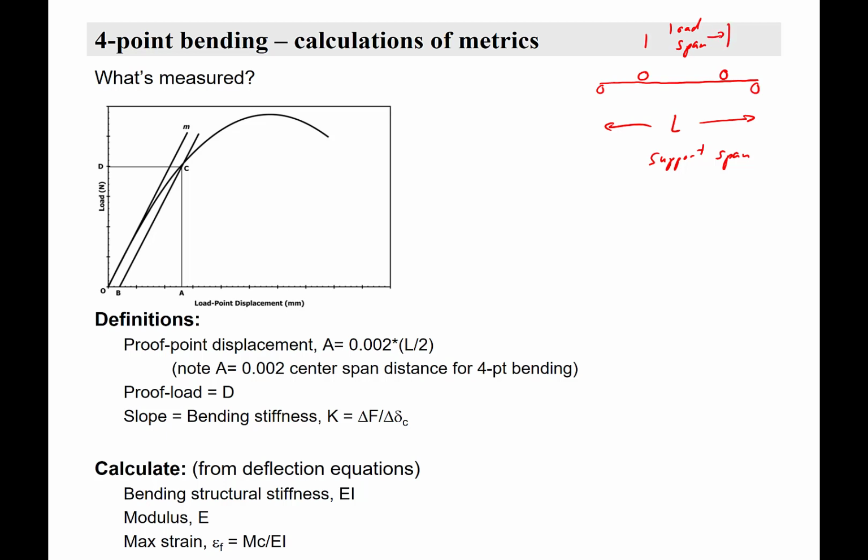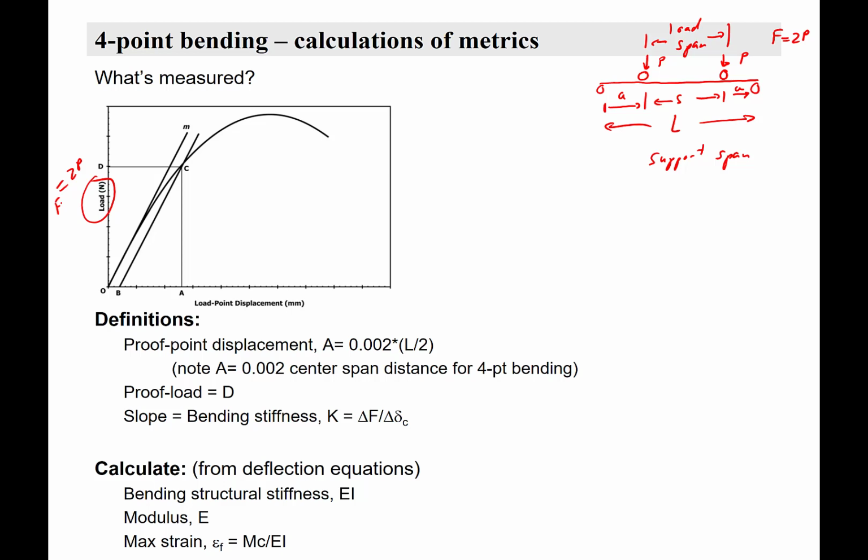And in the terminology or nomenclature that we've been using, this is L for support span. This is A for the distance to the first loading anvil. This is S, the load span. This is A also, and we have two equal loads, P and P. The total force that the machine measures is 2P. So this load over here is equal to 2P. And that's what comes out of the machine.